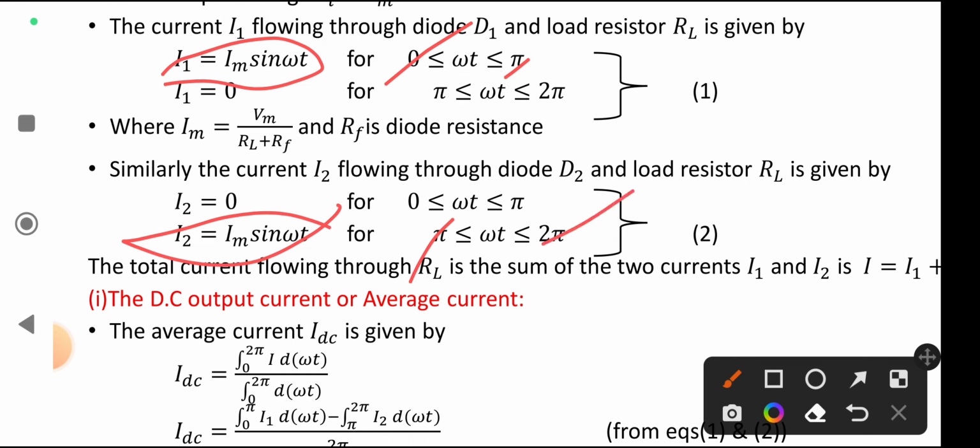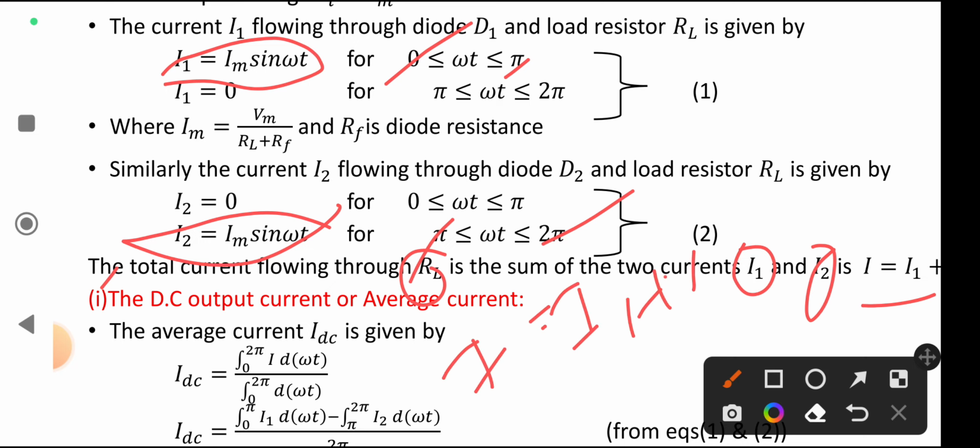Next, the total current flowing through RL is the sum of the two currents I1 and I2, and it is written as I equals I1 plus I2.